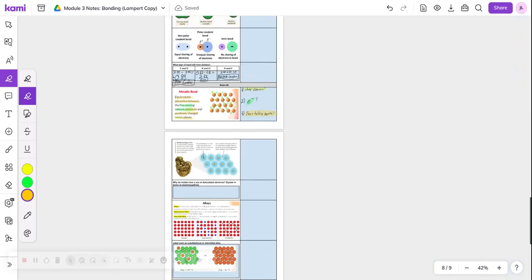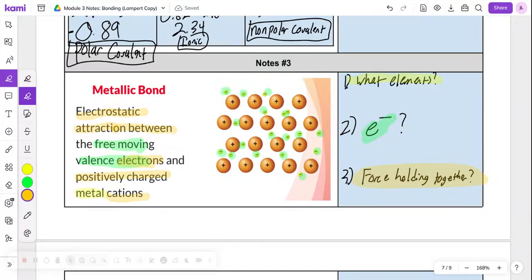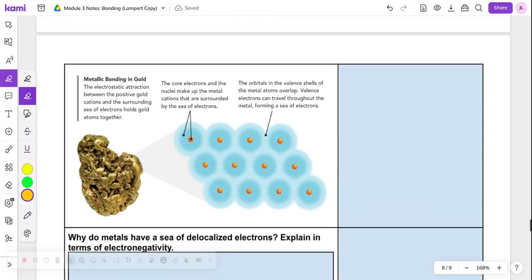All right, so now let's go back to metallic. So again, metallic is only metals, it's freely moving valence electrons, and the force holding it together is the negatively charged electrons attracted to the positively charged metal cations. Let's go ahead and continue on to the next part.